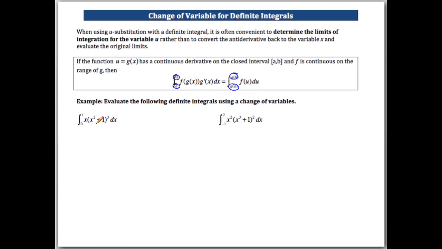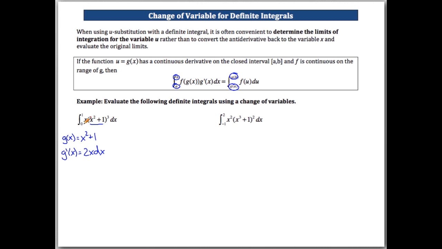Okay, so let's evaluate the following definite integrals using a change of variables. So if we look here, our inside function is right here, x squared plus 1. So I'm just going to call that my g of x, and that's going to be x squared plus 1. And then I'm also going to find my g prime of x, which is going to be 2x dx.